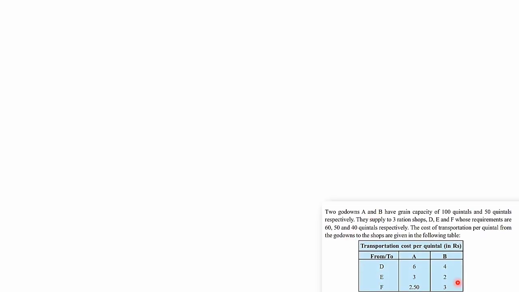Now we have explained the conditions given in the question. Let's visualize the question. For that, let's take a snapshot of the question here and visualize it using the given conditions. We have two godowns, godown A and godown B, with grain capacity of 100 quintals and 50 quintals. The capacity of godown A is 100 quintals, and the capacity of godown B is 50 quintals.